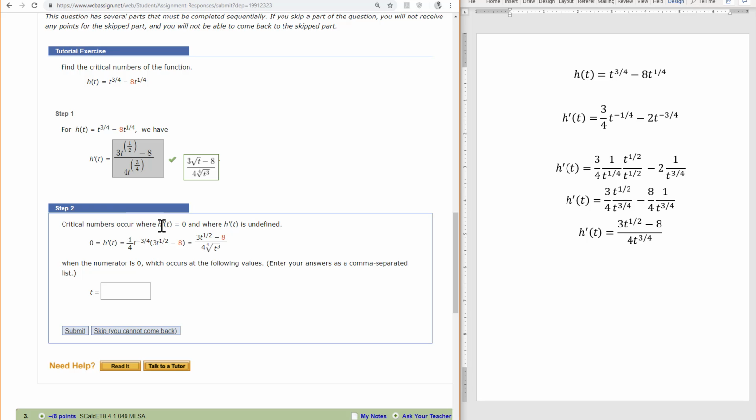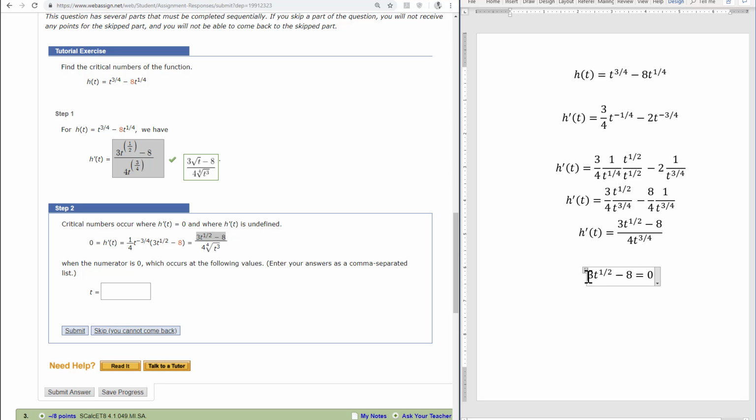The critical numbers occur when h of t is equal to 0 and also when h of t is undefined. So that is when we get to sort out when the numerator is equal to 0 and the denominator is equal to 0. So h of t is equal to 0 when the numerator is equal to 0, which occurs at the following values. So what we need to do is solve this equation by setting this numerator equal to 0. So let's take that numerator and set it equal to 0 and see what we can find.